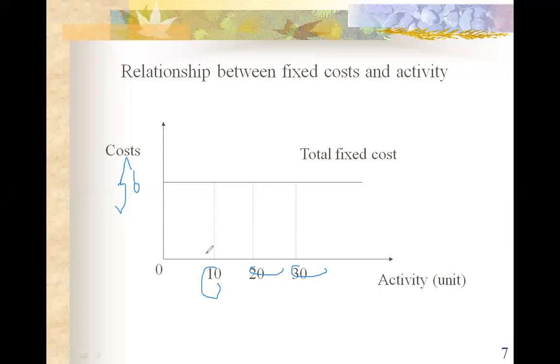50,000 for 10 units. How much per unit will be? 5,000. Now 50,000 taka for 20 units. The price will be, it will decrease. Okay, per unit basis it will decrease.